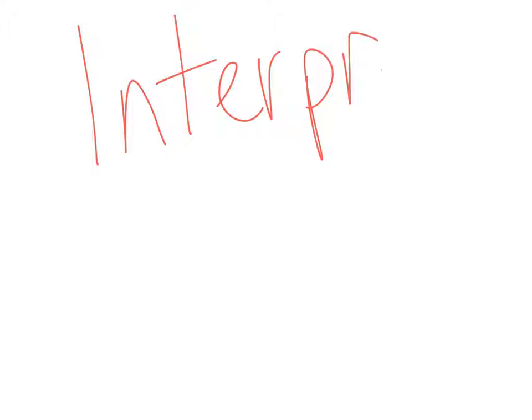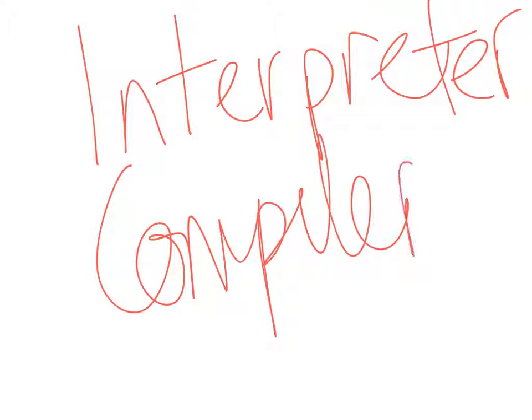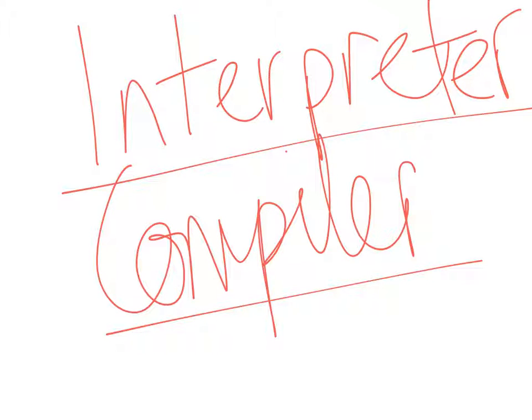So the first question is just a simple matching up for the two types of translator, which hopefully you know are interpreter and the compiler. So just a quick overview from me. I won't give away the answers.